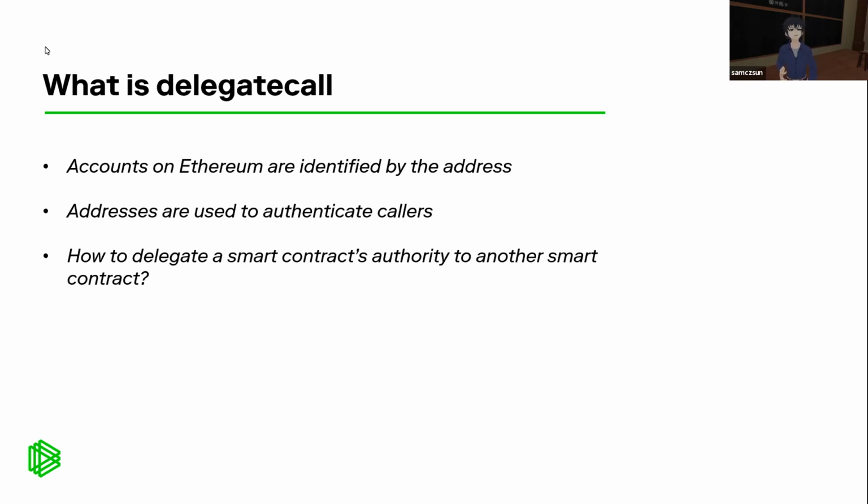So what is delegate call? Well, if you recall that accounts on Ethereum are identified by the address, this means that it's very convenient to authenticate callers based on the address. For example, you'll see very often checks such as if message.sender is equal to some known address, then that message sender must be the owner. So then the question becomes, how can you delegate one smart contract's authority, i.e. their address, to another smart contract?